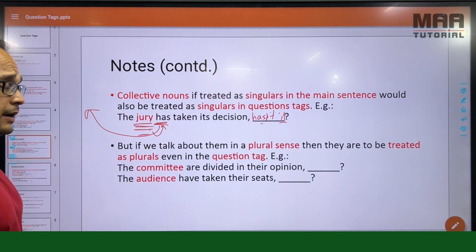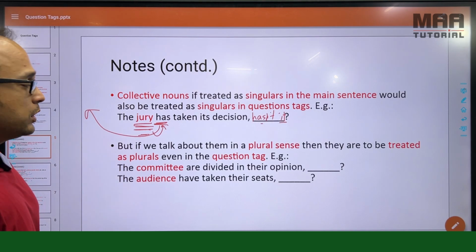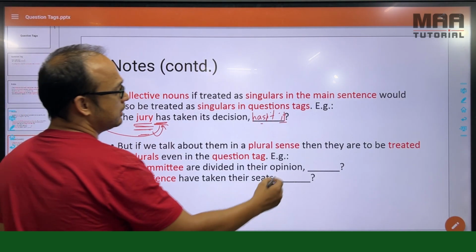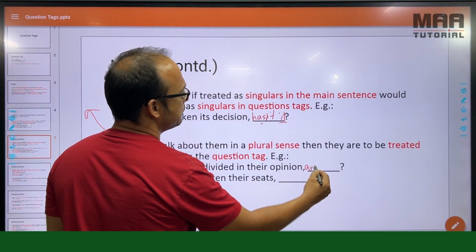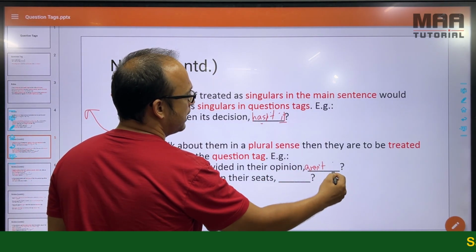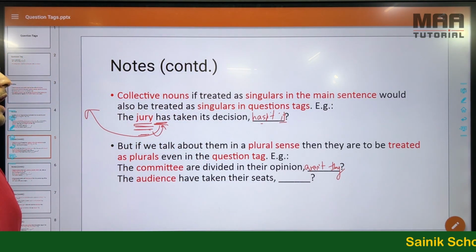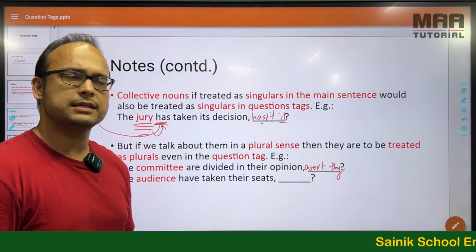But if a collective noun is treated as a plural, for example, the committee are divided in their opinion, then in the question tag as well, we will use the plural form of the verb and the plural form of the pronoun, aren't they? The committee are divided in their opinion, aren't they?